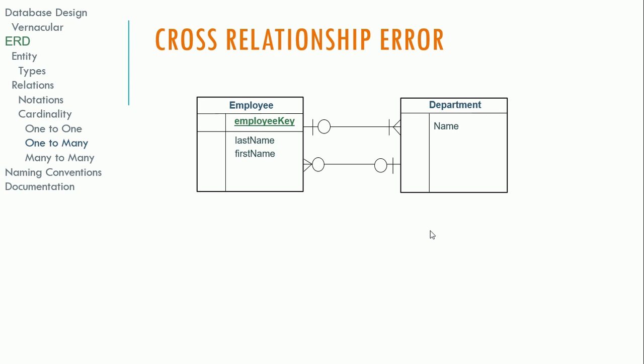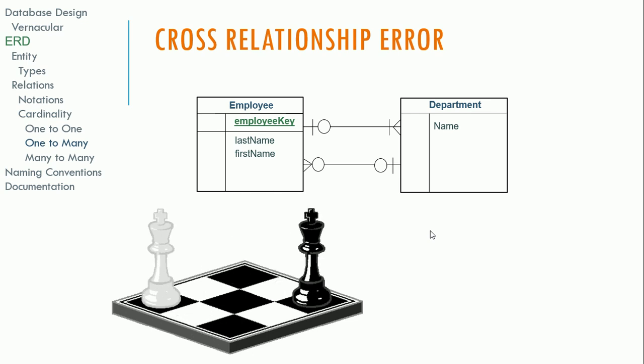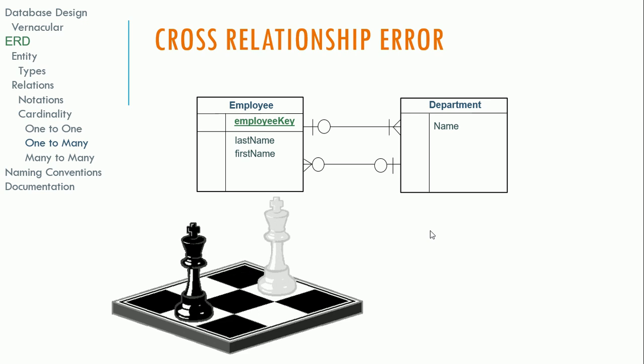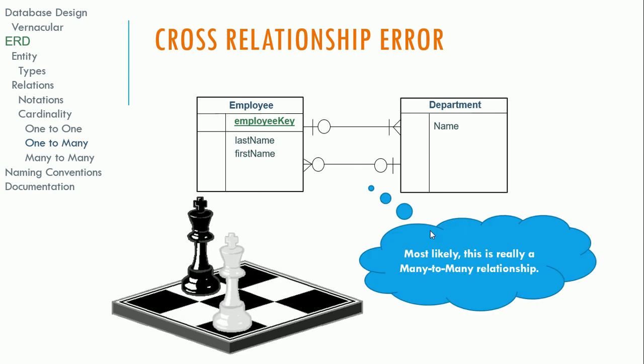If we can have a one-to-many going one way and then a one-to-many going the other way, we can't add a record to one without adding a record to the other, and then we get a cross relationship error. So that's something certainly that we want to avoid. And this is most likely because it's really a many-to-many relationship, right?